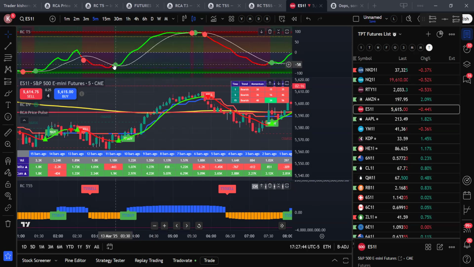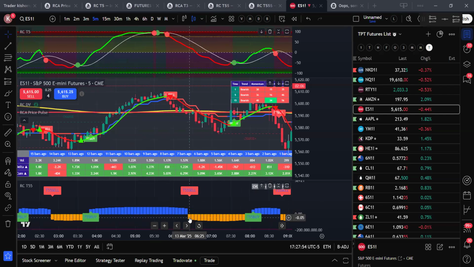that will be a huge, nice opportunity in the time frame, and you can hold the trade as long as you continue to see the blue bars. That means buyers are in control. As long as you see the red bars, sellers are in control. And that is the change which we made to the T55.